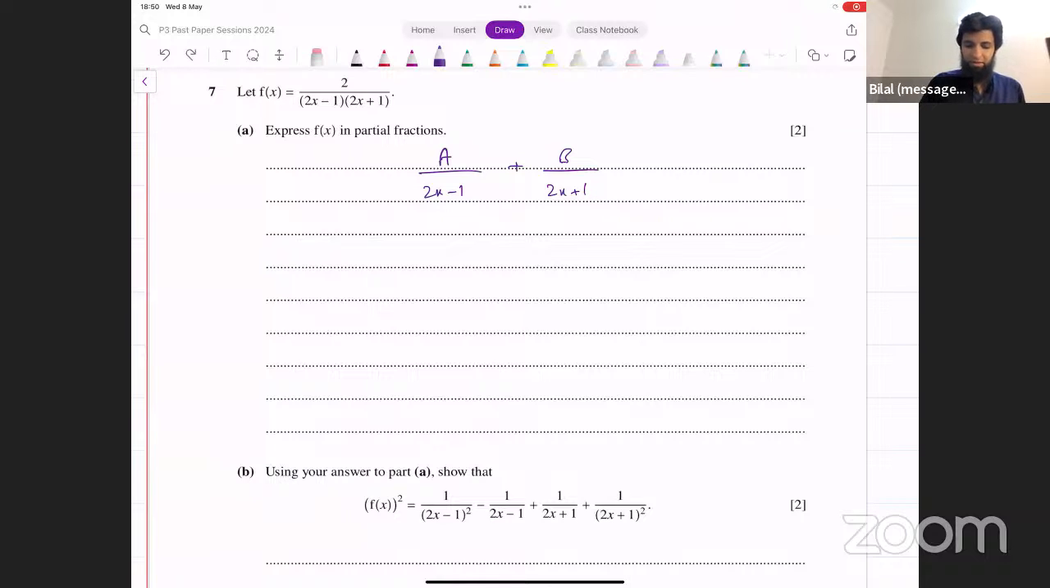When you square this whole thing, you would get a squared, that's going to be the square of this term, plus b squared, that's going to be the square of this term. That's these two terms.